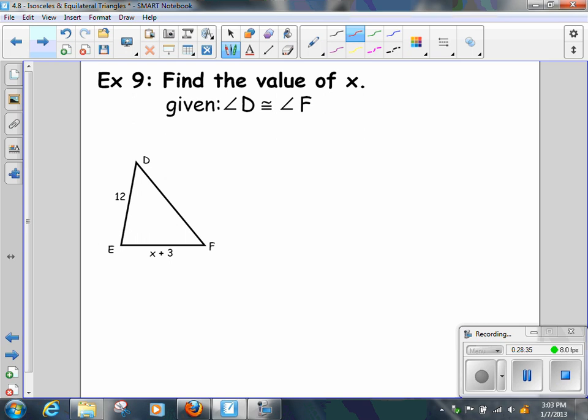Hey, what's this? Find the value of x given angle D is congruent to angle F. It kind of looks like a proof, but it's not. What's this mean, Daniel? First of all, I have two congruent angles. Angle D is congruent to angle F. How do I know that? Because it's given. So what can I determine about the sides opposite those congruent angles? They are congruent.